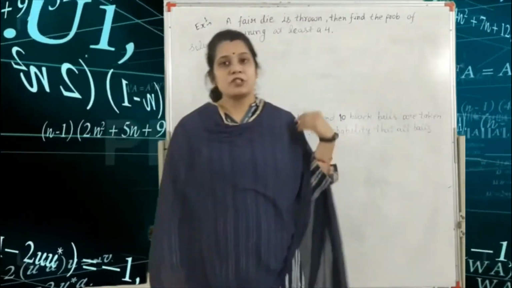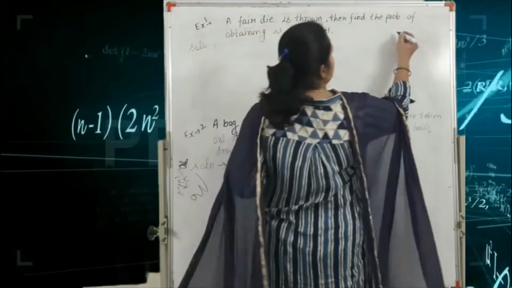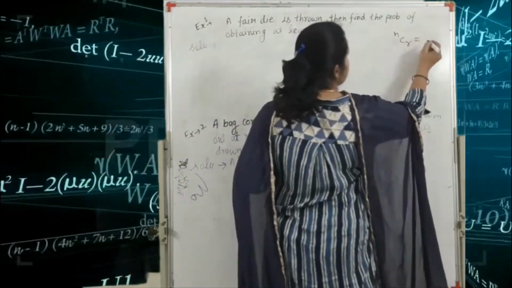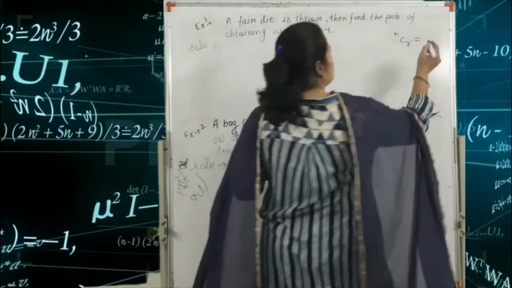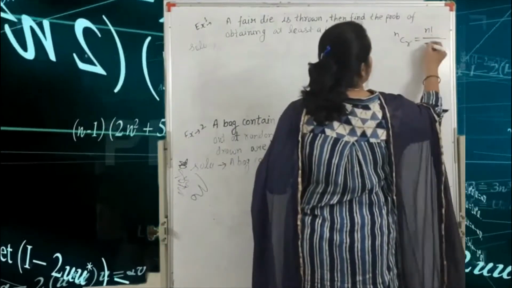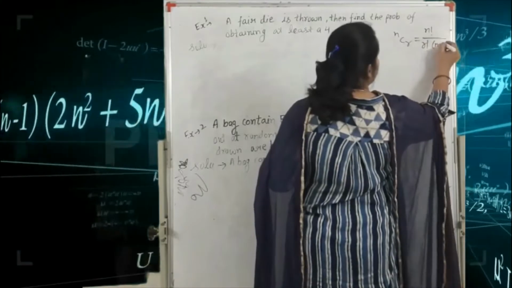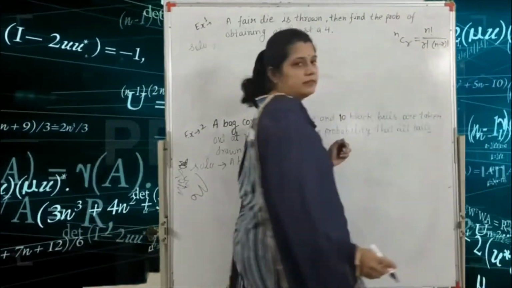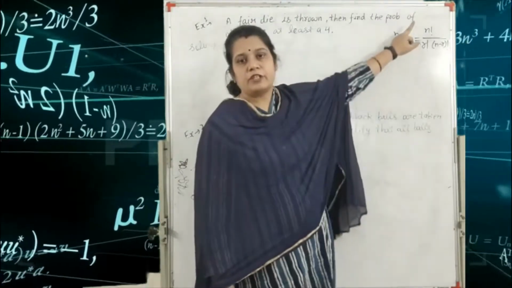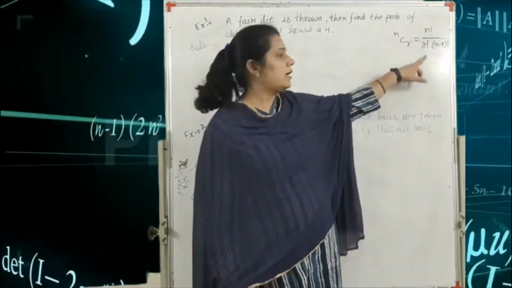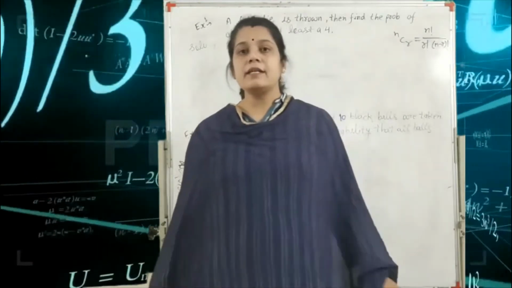Before solving this question, first we write here the value of nCr. You have already seen this in the earlier classes. nCr means factorial n divided by factorial r and factorial n minus r. This is the formula of nCr: n factorial over r factorial times (n minus r) factorial.